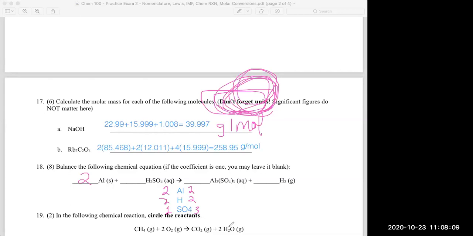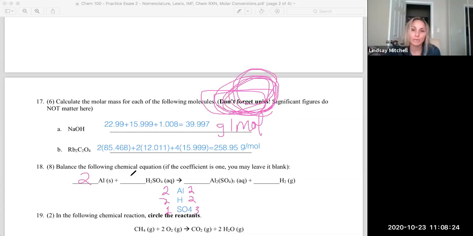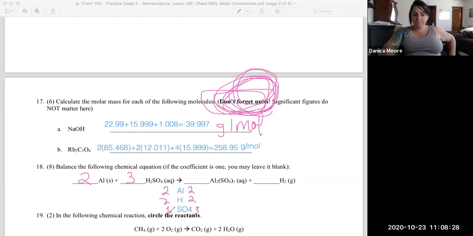Hydrogens. What about the polyatomic? We have 3 sulfates over here, so we need 3 sulfates over here. How do we get 3 sulfates with this? Multiply by 3. We need a 3 out front here. Everybody comfortable with that?